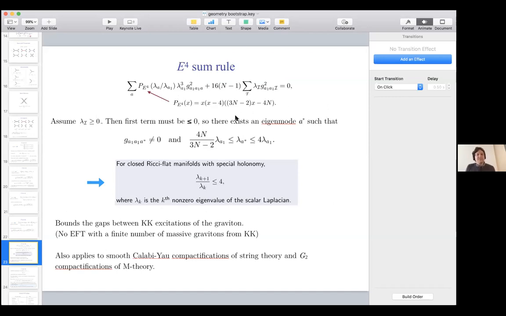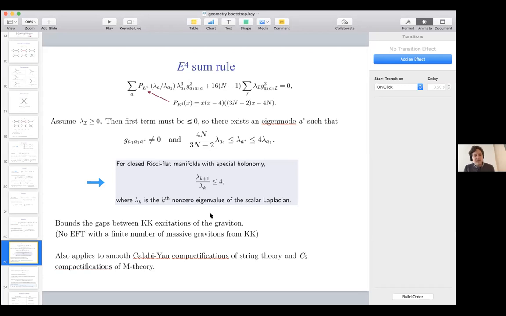And so for any particle that I'm scattering, there has to be another particle whose mass or eigenfunction satisfies this bound here. So this tells us that for any given particle I'm scattering, there has to be another one within this ratio of 4. So for any given eigenfunction, there has to be another eigenfunction whose ratio with the first one is never greater than 4. So this gives us a bound on the gaps between Kaluza-Klein excitations of the graviton. Nowhere in the spectrum can there be a gap that's larger than this.